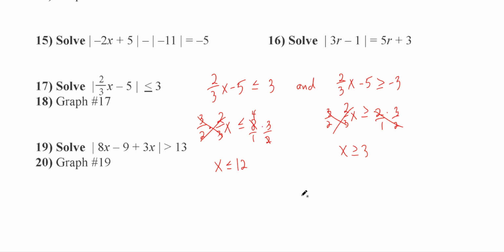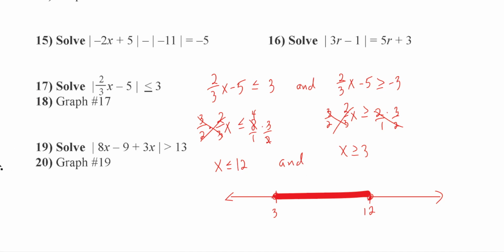If you're to graph this, they ask you to graph it, so we might as well do it. Got a 3. That's going to go down here. Got a 12. It's going to go right here. Now check it out. X is less than or equal to 12. Correct? So it's everything to the left, and it's also greater than or equal to 3. So what's shaded? And they're all closed in. 3 and 12 are or equals. And then it's just in between. There you go. That's your graph.